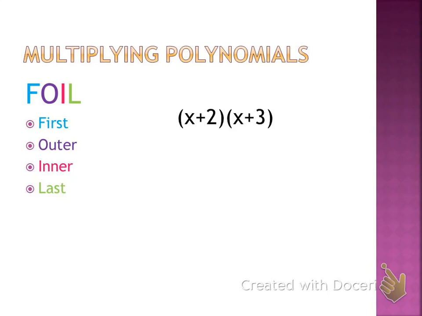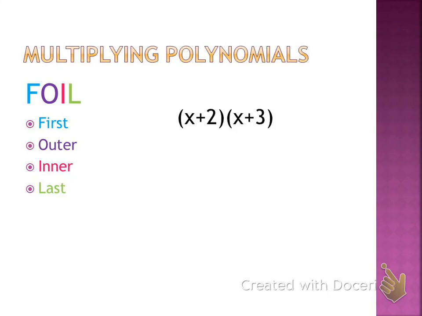A binomial means that there are two terms in the expression. So right here I have 1 and 2. In this one I have 1 and 2. So I know I'm multiplying two binomials, okay? The pattern that I'm going to use, like I just said, is called FOIL. Each of these letters stands for a different step. The first letter is F, and it stands for first. Then you have O, which stands for outer, I for inner, and L for last.